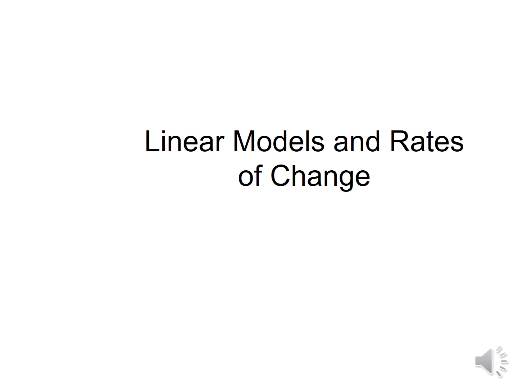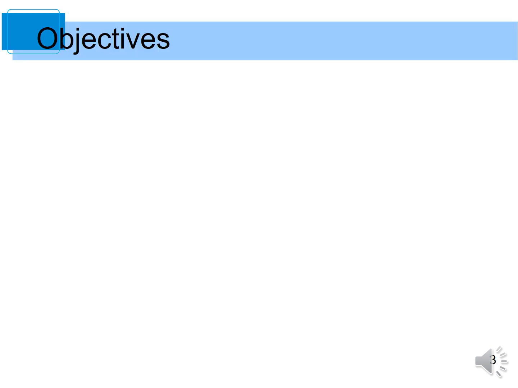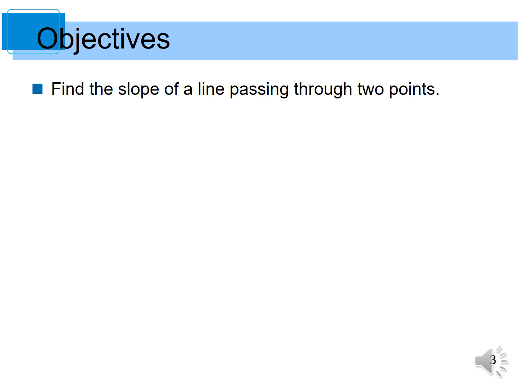First chapter, second section, linear models and rates of change. We have 5 objectives in this section. The first objective, find the slope of a line passing through 2 points.